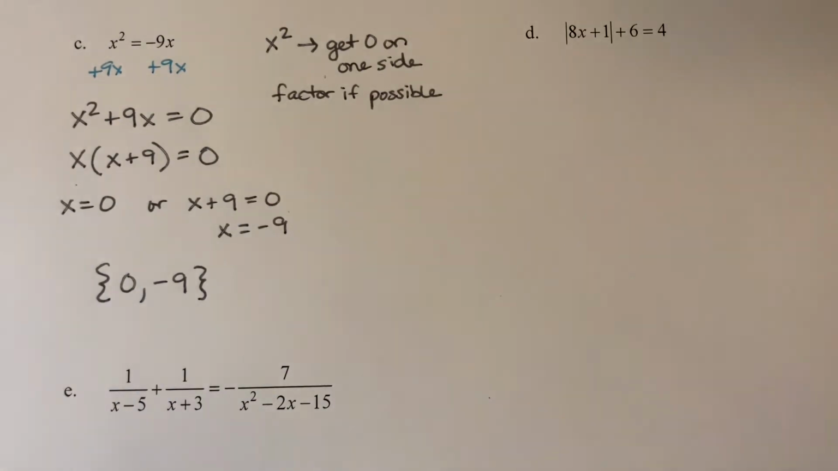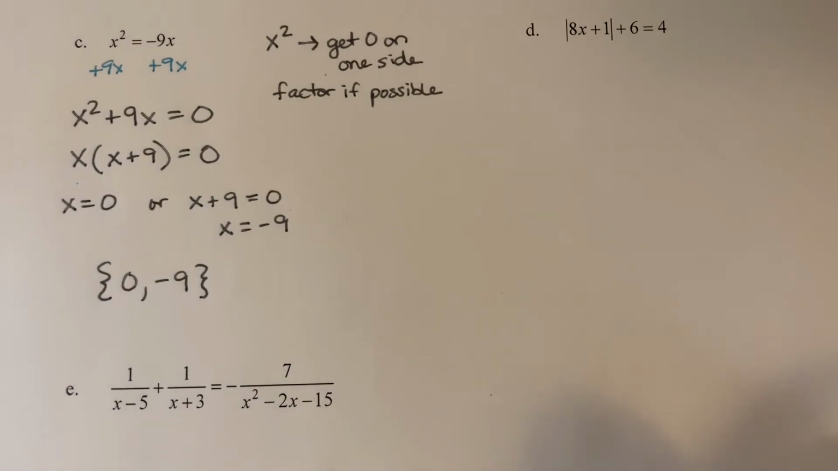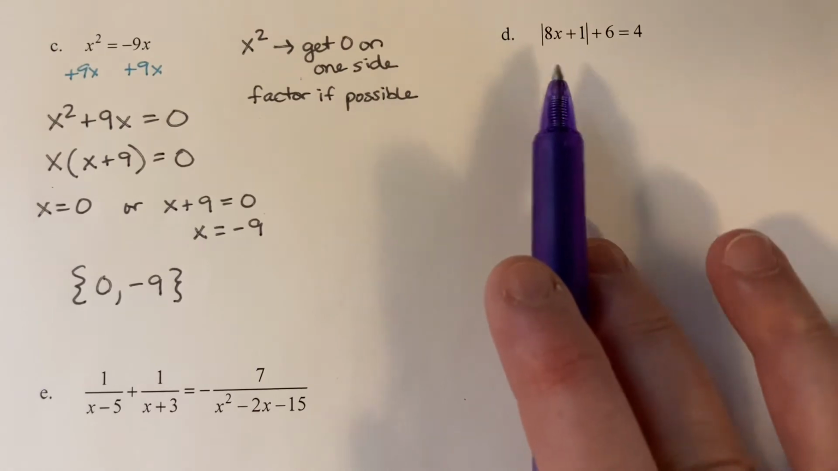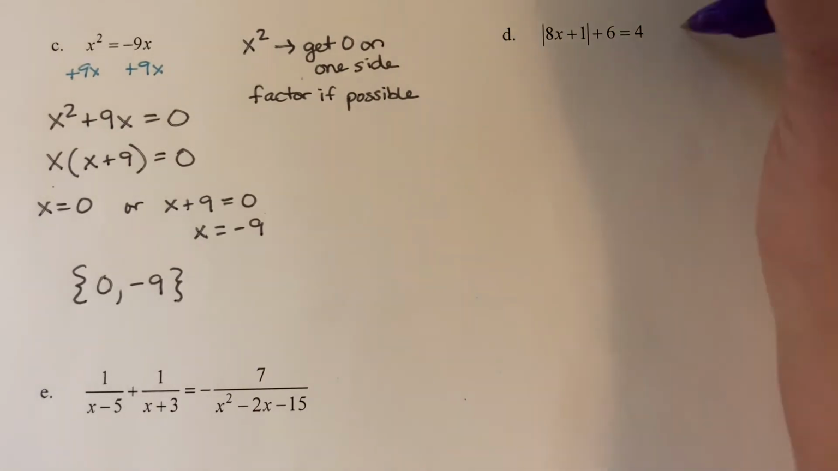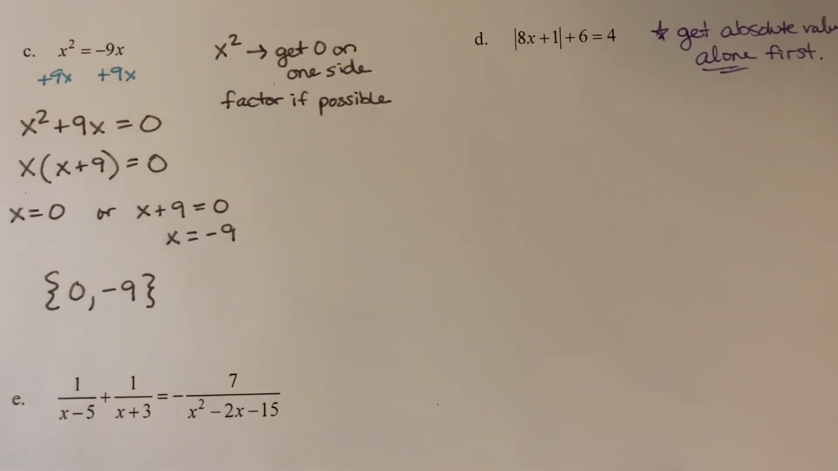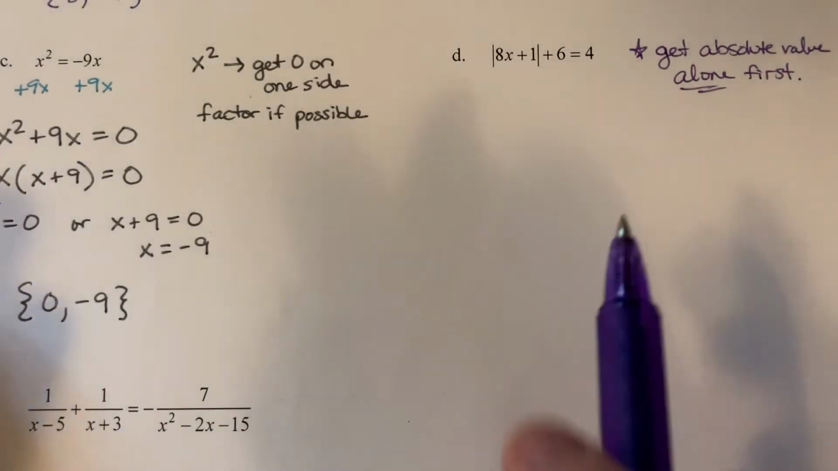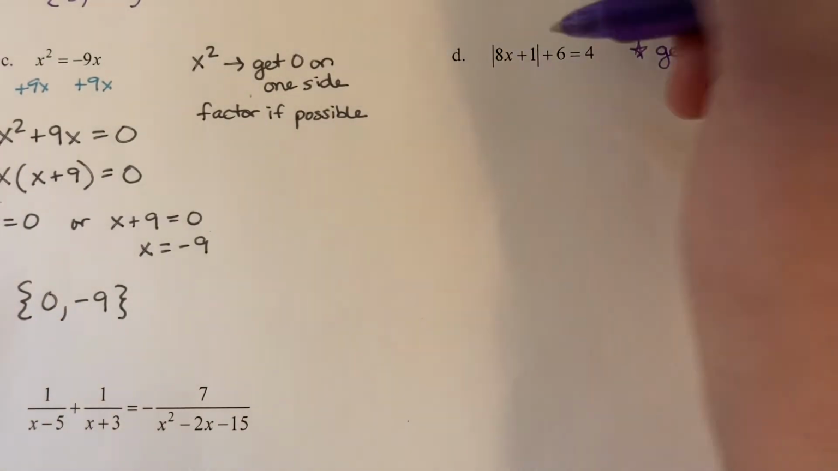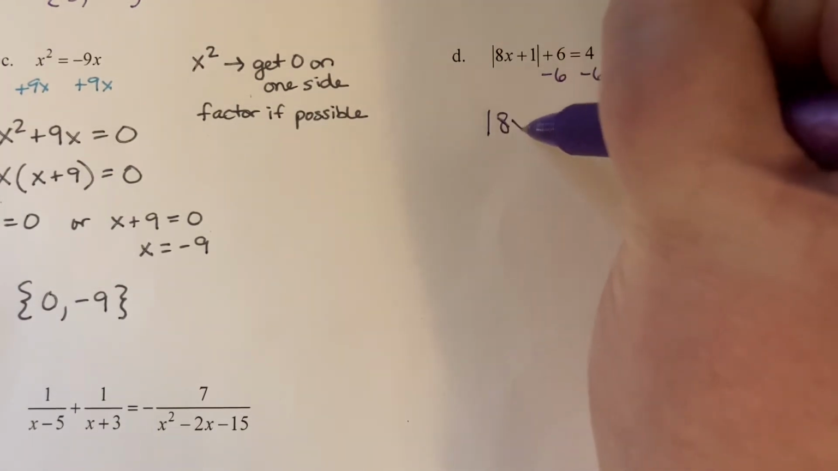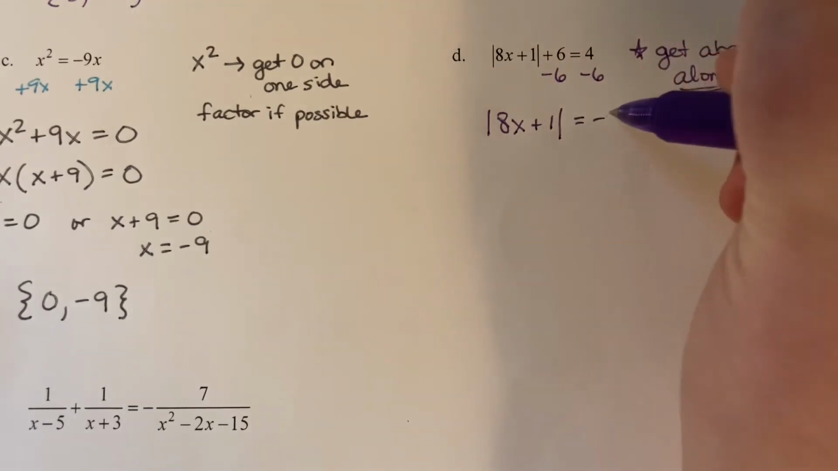All right, part D, we're just trying different equations, seeing what the strategy is. This one has an absolute value, but before we can solve an absolute value, we have to get it alone on one side. It's not going to work to solve this at this step. We have to do the subtracting 6 from both sides. Then we get absolute value of 8x plus 1 equals negative 2.